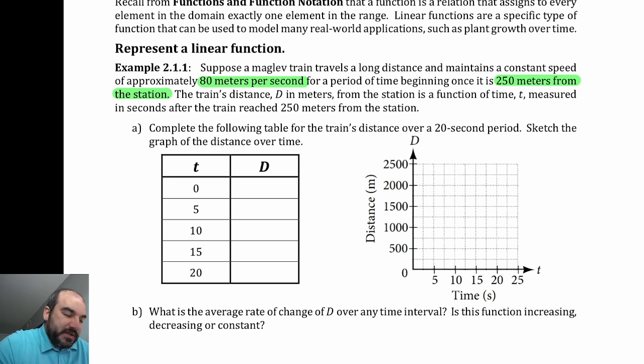The question says the train's distance from the station is a function of time t, measured in seconds after the train reached 250 meters. So our timer, if you have a timer in your hand, you start that once the train has reached 250 meters. And we know that once it's reached that 250 meters, it's going 80 meters per second. So when we start the timer, it is at 0, right? So when we start the timer in this table, the timer is at 0. How far is the train from the station? Is that first box here. What do we think?